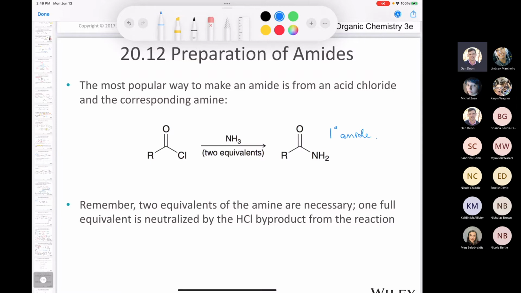And remember that you've got to have two equivalents of the amine. Why? Because the second one is going to neutralize the HCl that is formed. Anytime you're using an acid chloride, you've got to neutralize the HCl.